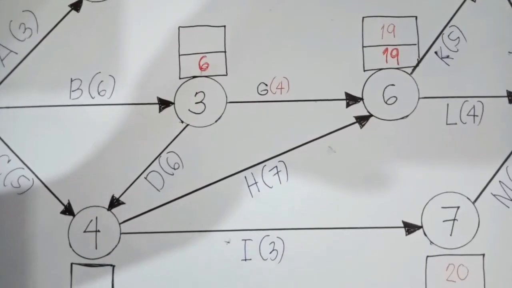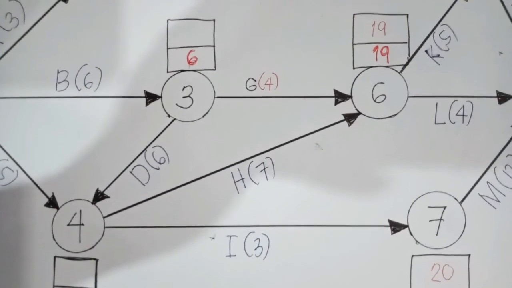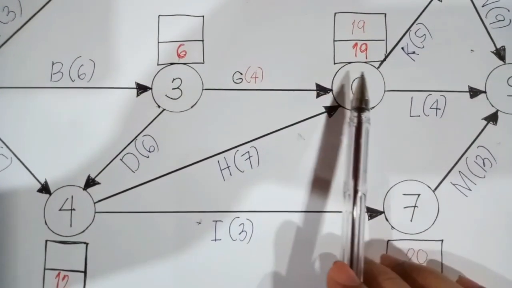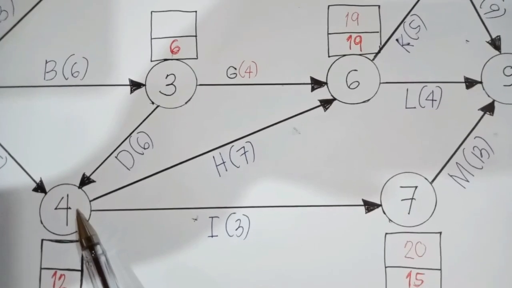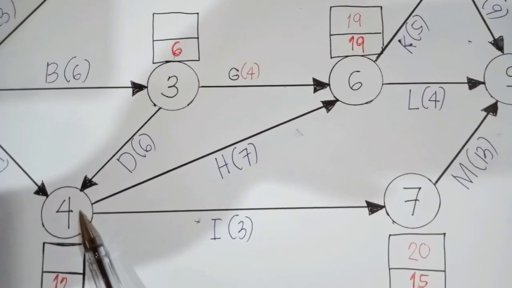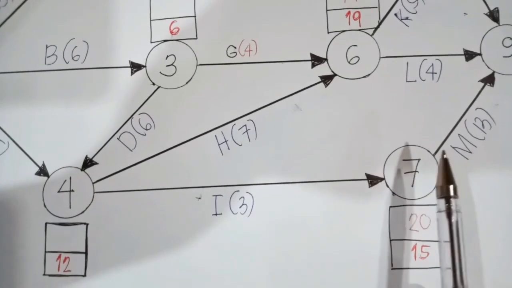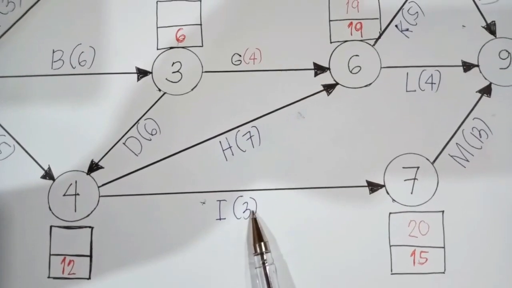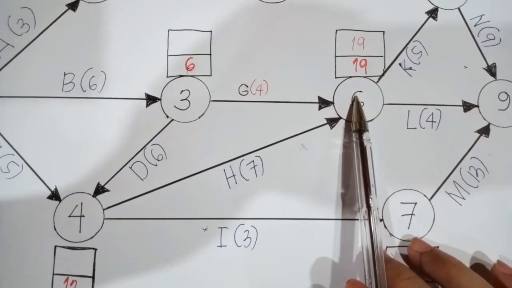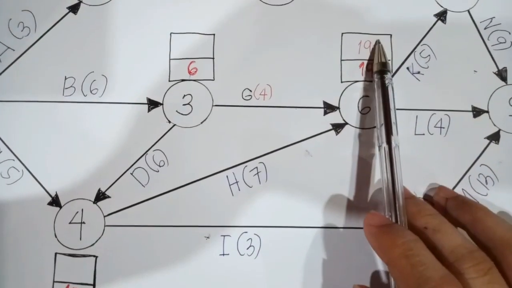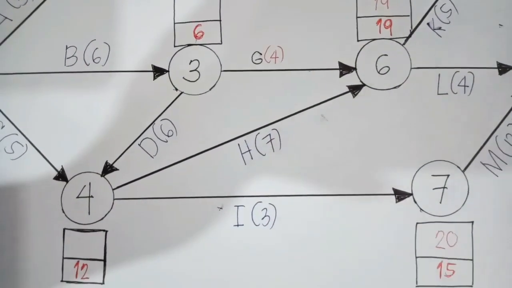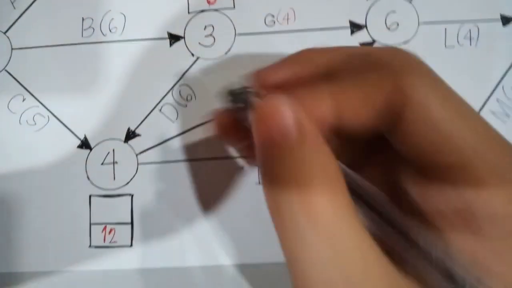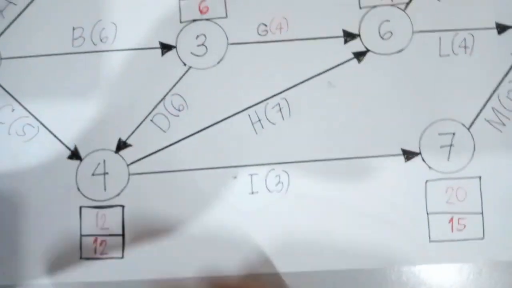And for node number 4, as you can see, there are two activities involved. You have 7-4 and you also have 6-4. And again, like I said earlier, we need to find or enter the minimum value. So in this case, for node number 7, your latest completion time is 20 minus 3, so that would be 17. And for node number 6, your latest completion time is 19 minus 7, so that would be 12. And so for that matter, the minimum value is 12. So that will be our latest completion time for node number 4.